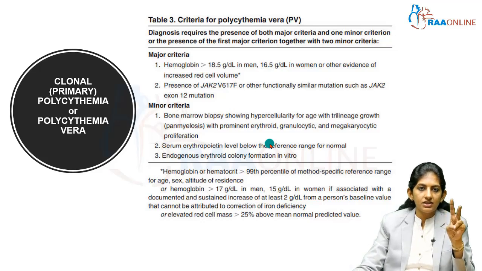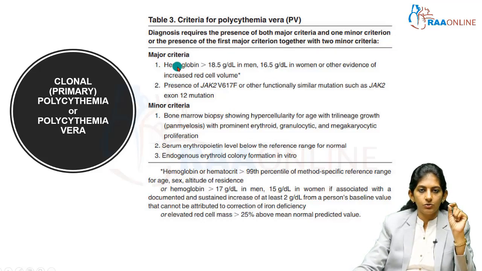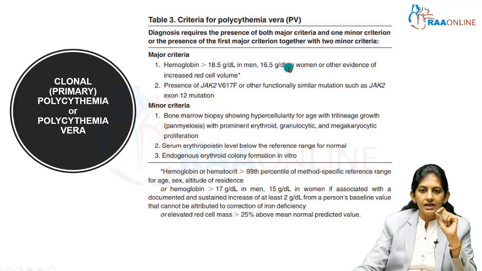So, what are the two major criteria which we have already seen? Hemoglobin more than 18.5 in men, 16.5 in women. Presence of the mutation, that is JAK2 mutation or other functionally similar mutation. This is the major criteria, very simple. Come to the minor criteria. Only if the first criterion is fulfilled, come to the minor criteria and see.